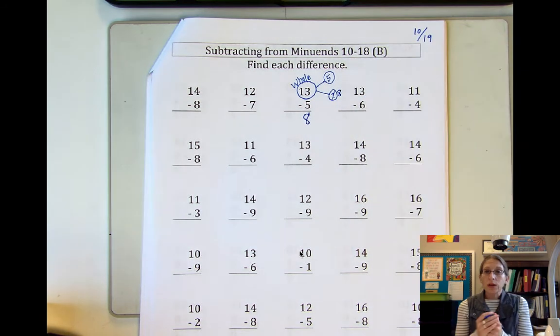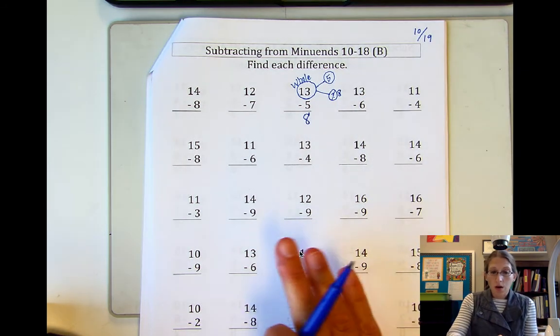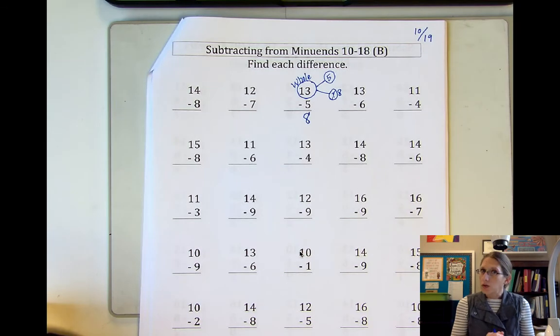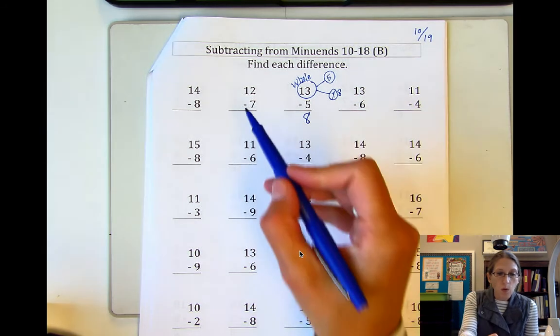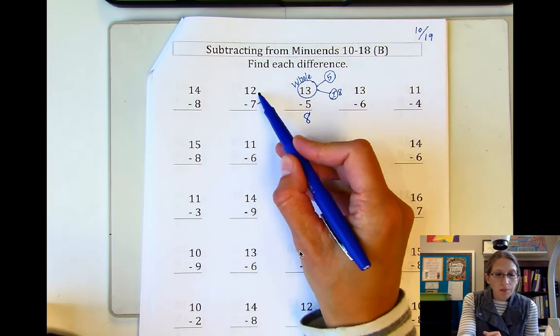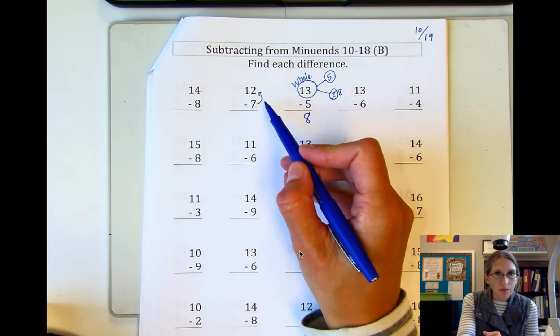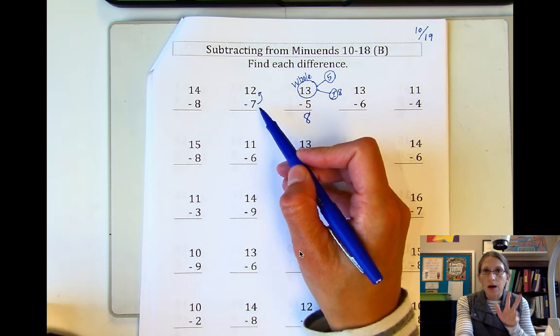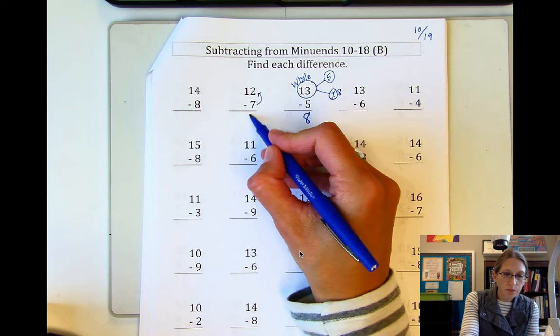Okay, so when you are working on your fact practice page for today, I would encourage you to think about how you can use addition to help you with subtraction, and subtraction to help you with addition. They work together. They're opposites, inverse operations. So when you see 12 minus 7, you can think about, well, 7 plus what gets me up to 12? And let's see, we know 7 plus 3 gets us up to 10, and then we need 2 more.